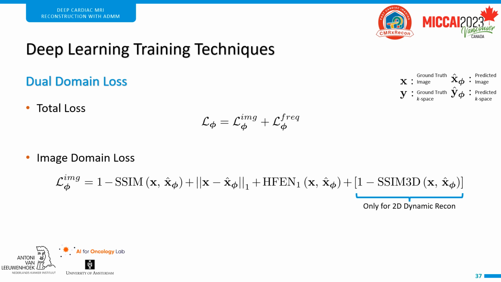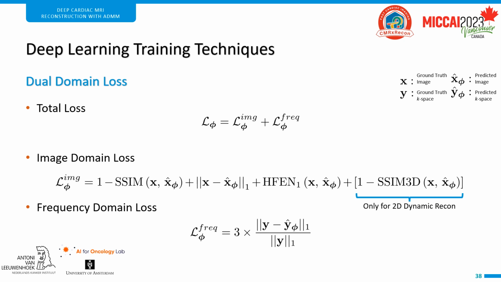This loss combines several components, including the structural similarity index measure loss, the mean absolute error or L1 loss, and the high-frequency error norm. Furthermore, for dynamic reconstruction experiments, we incorporated the 3D structural similarity index measure loss, which computes the SSIM metric for volumes. All other loss components computed the loss on 2D slices of reconstructed data. In the frequency domain, the loss is computed between the ground truth multi-coil k-space data and the k-space transformation of the model predicted image.